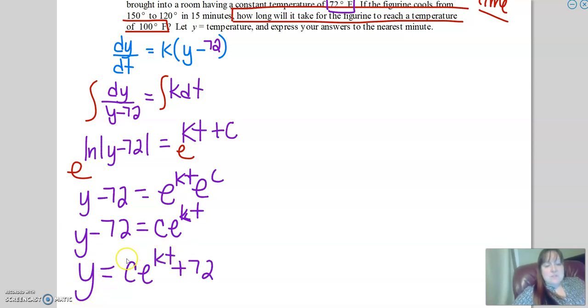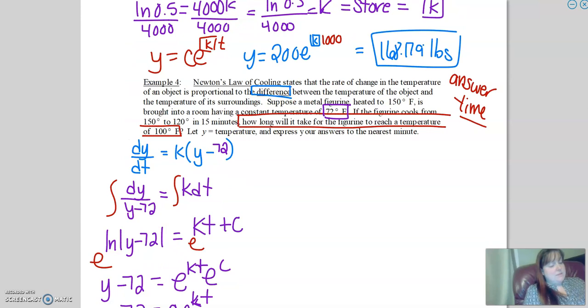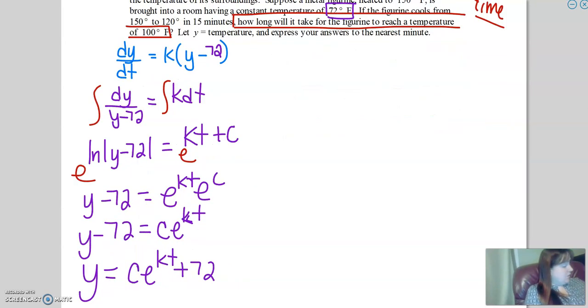But the problem is I have these two extra variables. I have this initial constant c and I have this k, and I don't know either one of those right now. So I have to find those first before I can start plugging in time and getting out temperature, because that's my goal, but I can't do it yet. So let's see what we're going to have to do. The first thing we're going to try to find is the c.